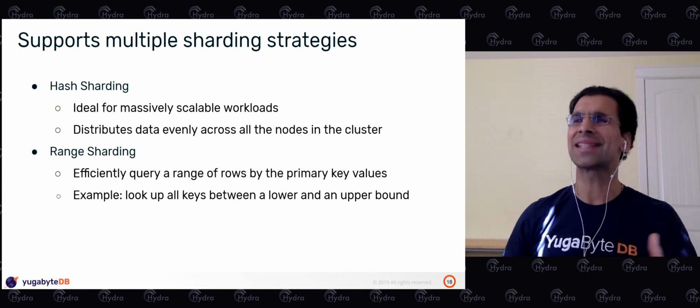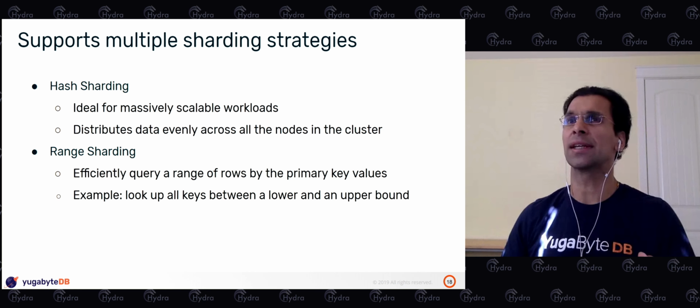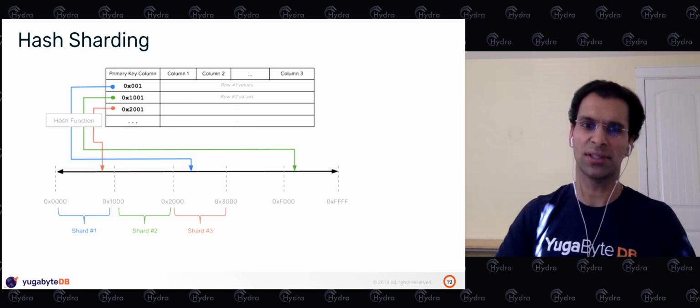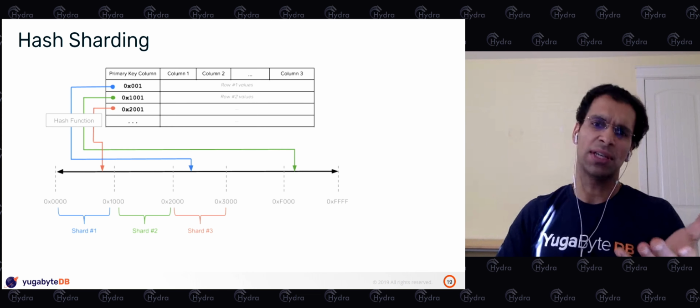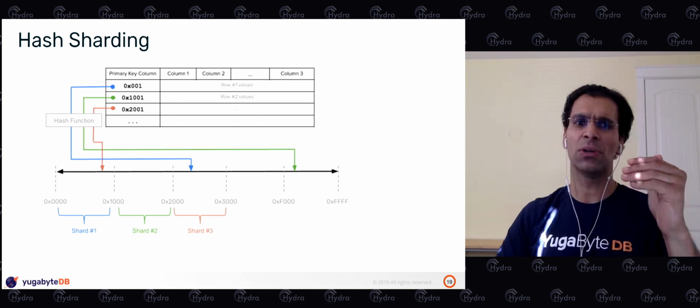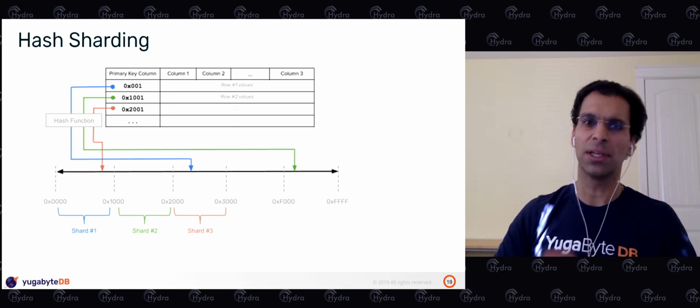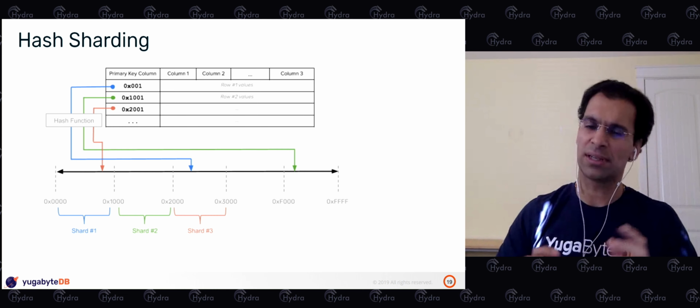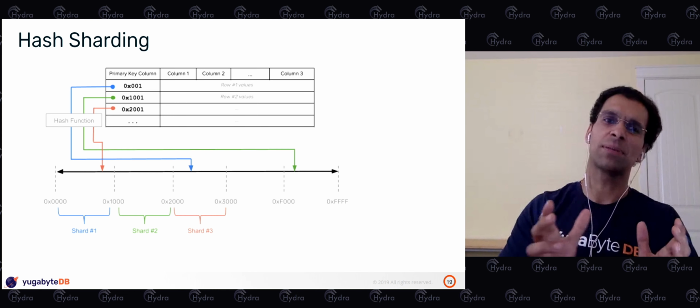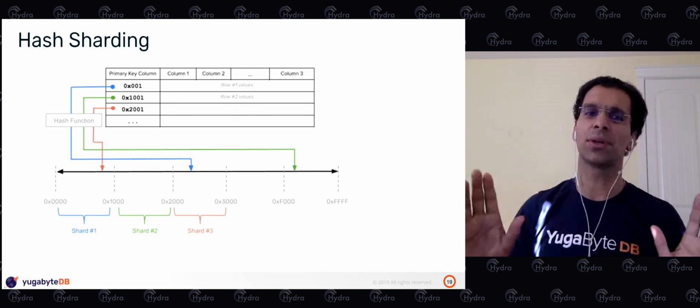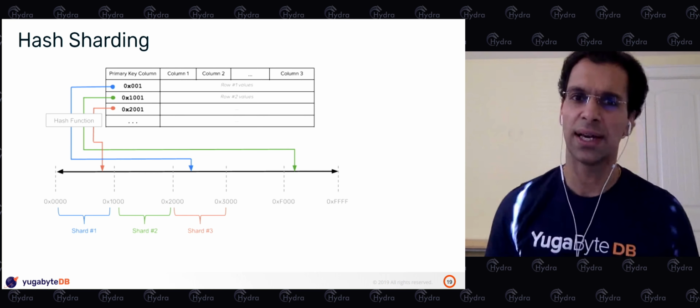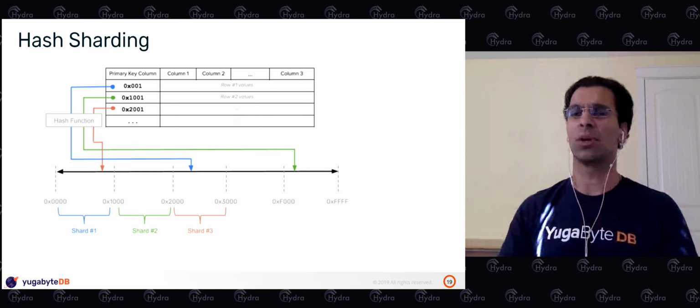Okay, so how do we extend PostgreSQL without breaking it to give this type of functionality? Let's take a look at that. In the hash sharding use case, if you look at a logical PostgreSQL table, it'll have a primary key column. You can use a subset of the primary key columns, but in this example, we're simply going to assume there's one primary key column. And then you have a bunch of columns, which are the rows.